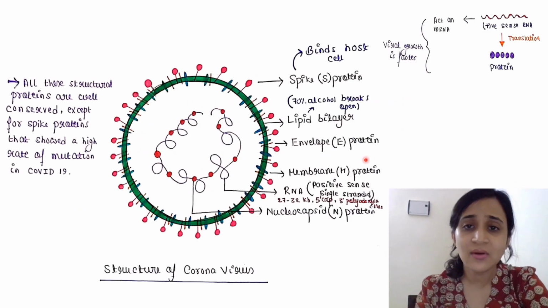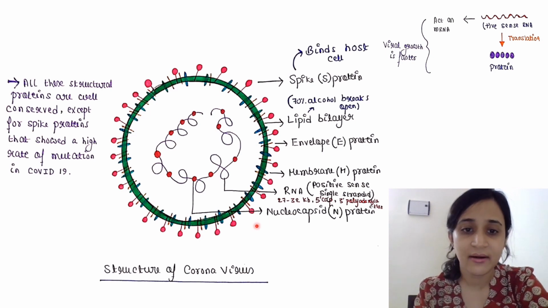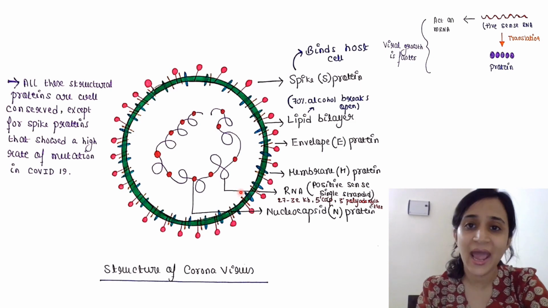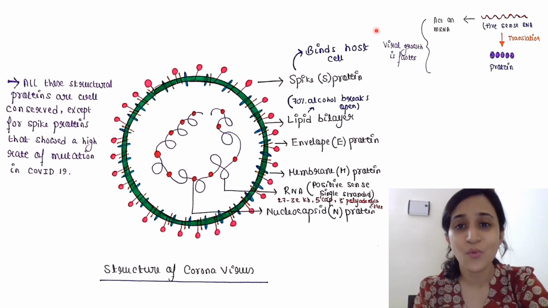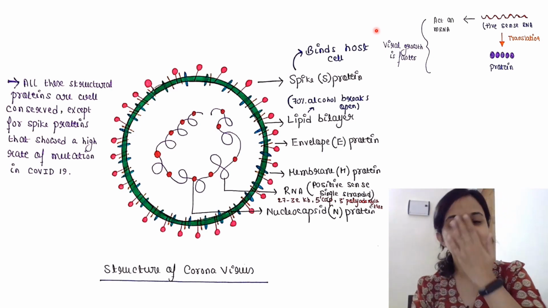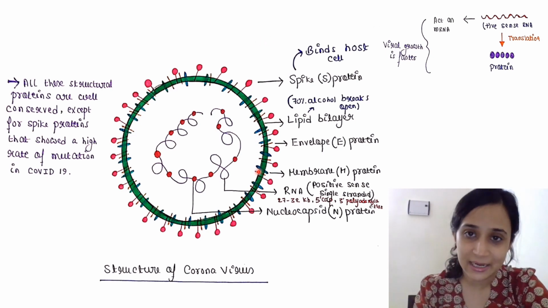Now let's talk about the structure of coronavirus. So it has a lipid bilayer, this green one. This is the lipid bilayer. 70% alcohol or hand wash can break down that lipid bilayer. That's why we are advised to wash our hands many times, because washing can break down this lipid bilayer and kill the virus. And some proteins are embedded in this bilayer.